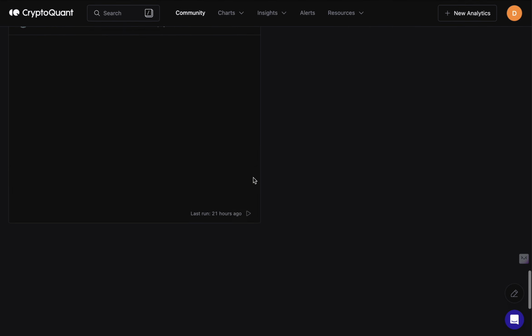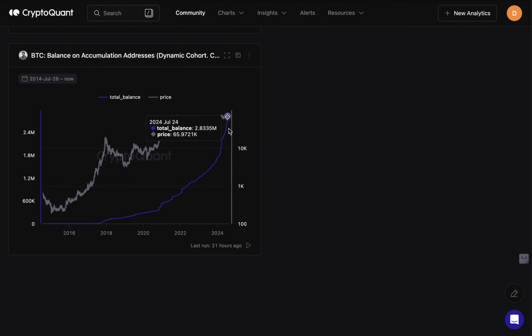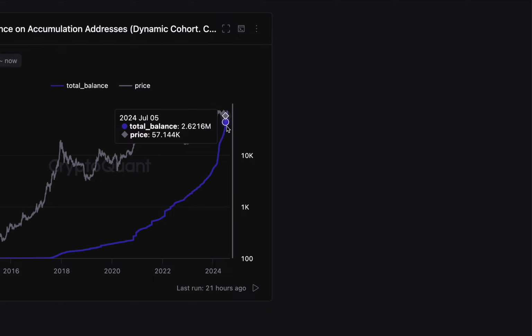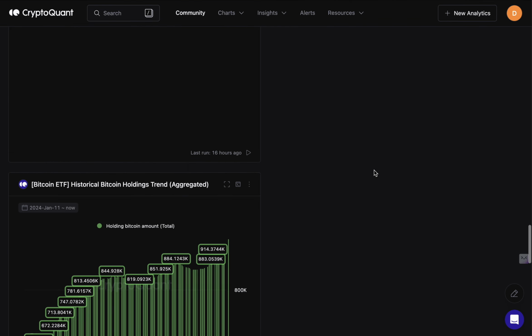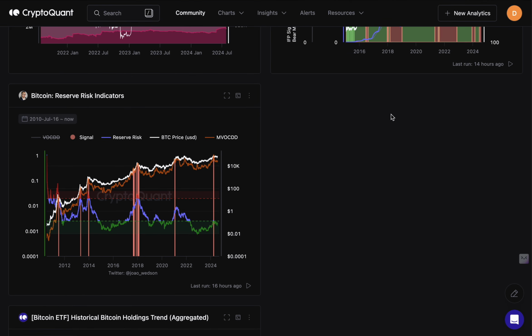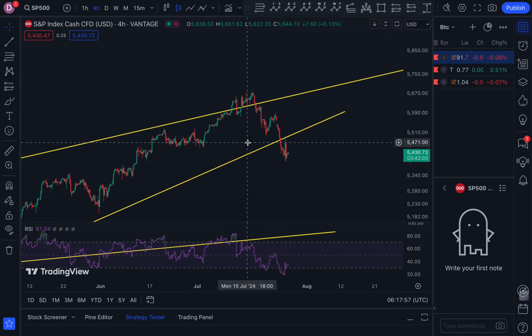When we take a look at the accumulation addresses, we are still seeing more accumulation. So we got an update on July 24th, and another roughly 80,000 Bitcoin went into accumulation addresses as well. So long-term holders still want to accumulate more Bitcoin into their wallets. So all in all, when we take all of this into consideration, there's a good chance that Bitcoin will flip to the downside anyway.